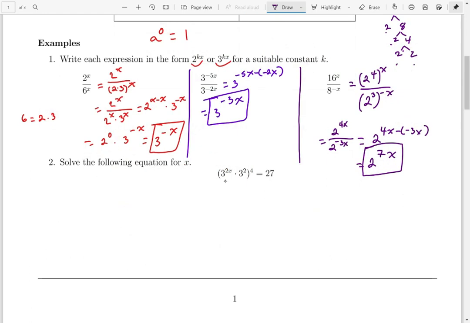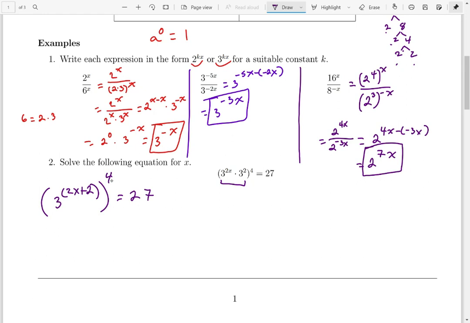Well, then if we have exponentials, let's combine all of this on the left-hand side as much as we can, and then if possible we're going to rewrite 27 using a matching base, and I'll show you what I mean. So first off, if I have 3 to the 2x times 3 squared all to the 4th power, order of operations, I can work with this parentheses first, so that's really going to be the same thing as 3 to the 2x plus 2, right? Because multiplication is addition, and then all raised to the 4th power.